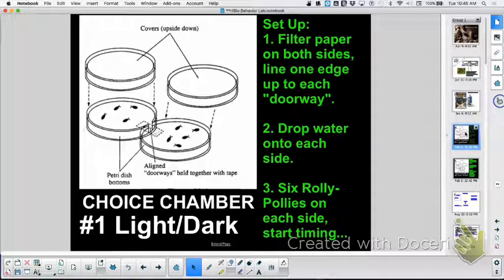Let's think this through just logically, not anything difficult. If you thought light and dark had nothing to do with roly-poly behavior, and you had 16 roly-polies, how many would you expect on each side? 8 and 8. But instead you got 10 and 6. So we're like, whoa, where did those roly-polies go? Roly-poly babies. That does happen.